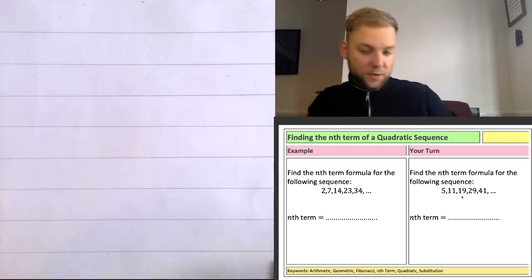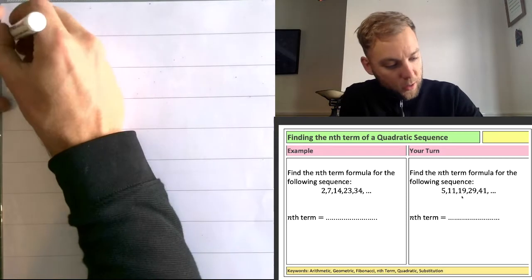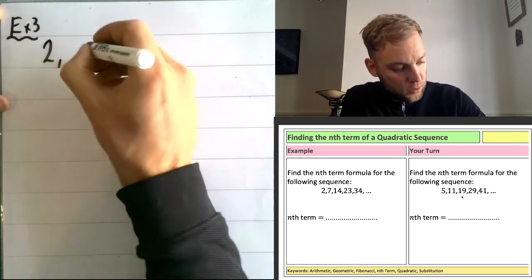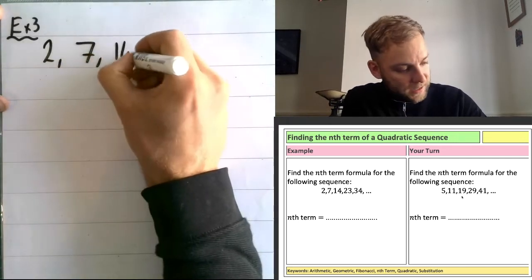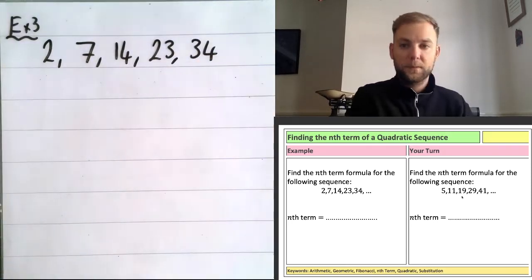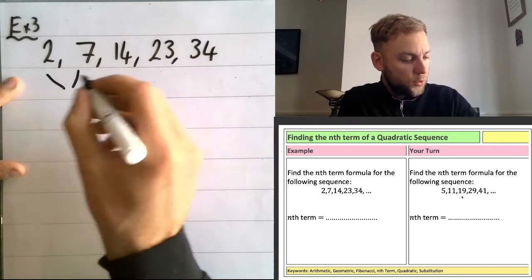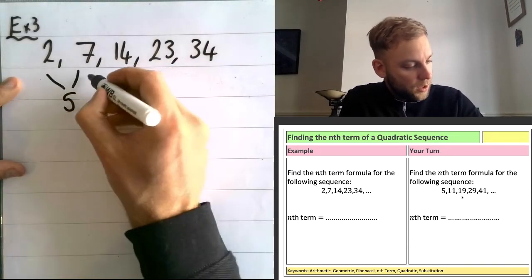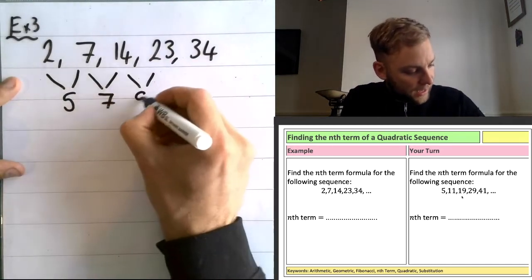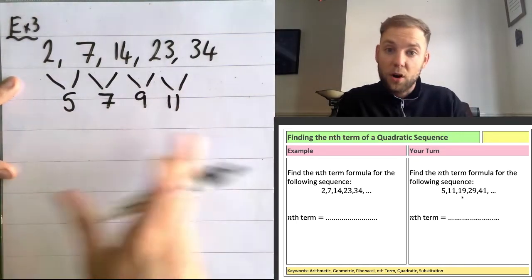Okay, so let's have a look at this one on example 3. So example 3 is 2, 7, 14, 23, 34. So the first thing I need to do is find out my first difference. Well, 2 and 7 is 5. 7 to 14 is 7. 14 to 23 is 9, and then that is 11. So it's going up. So we notice it's not the same here.